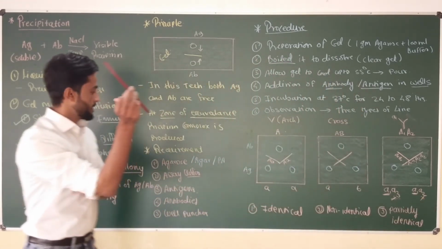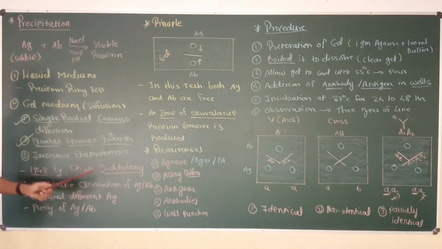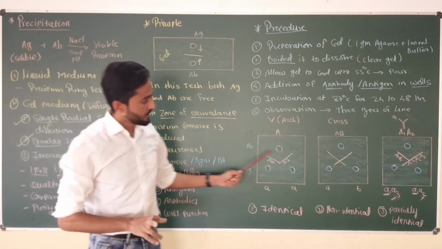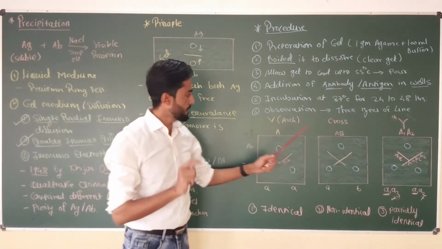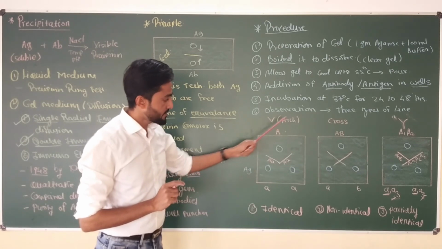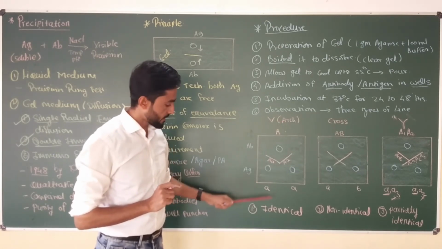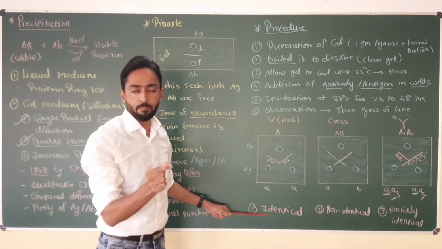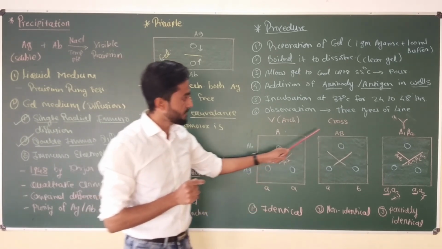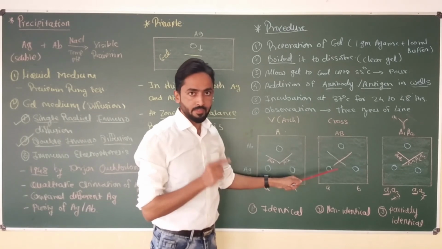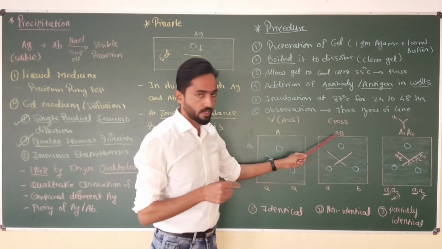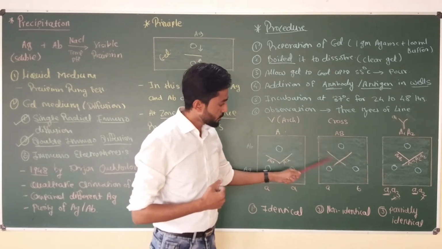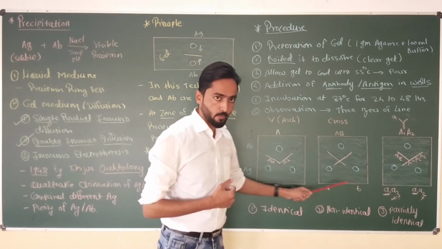So with the help of double immunodiffusion, you can easily compare different antigens. For example, if I get an arc or V-shaped precipitation line, I can conclude that both the antigens are identical with one another. They have the same epitope on their surface. If I get a cross precipitation line, in that case I can conclude that both types of antigens are different from one another.